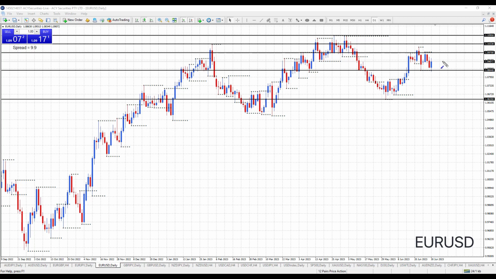Alright traders, move on to Euro dollar. Now we've formed some kind of head and shoulder pattern here, left shoulder, head, right shoulder. Was unable to move below day support though at 108.44, and we did actually finish positive for the week.